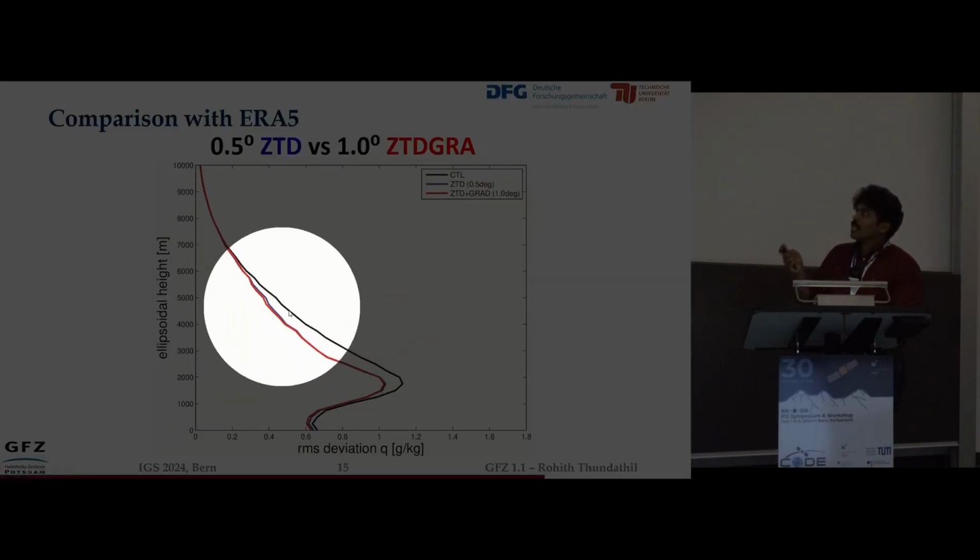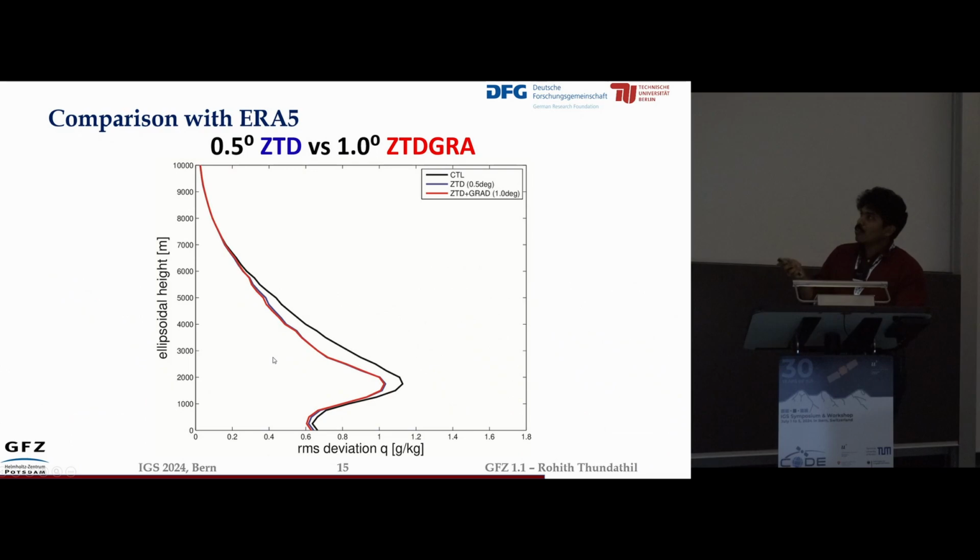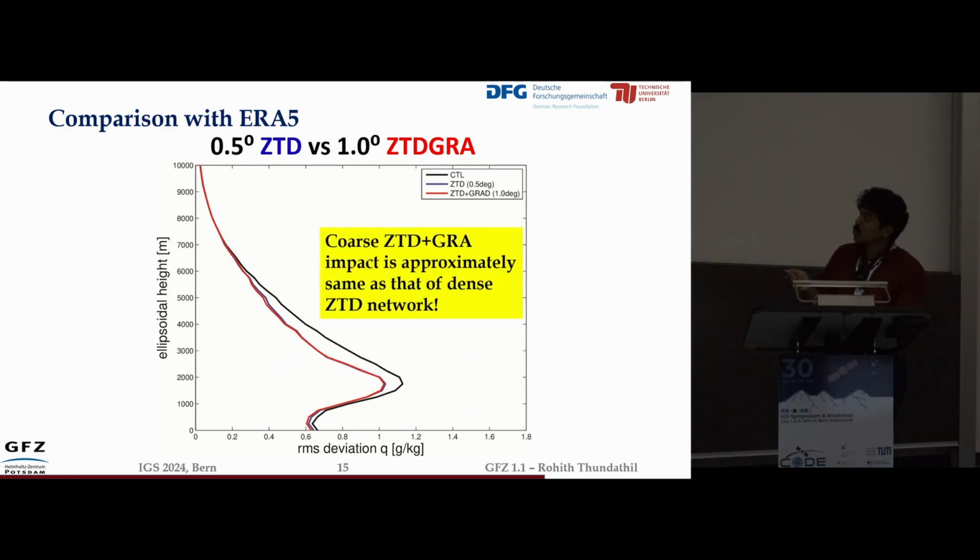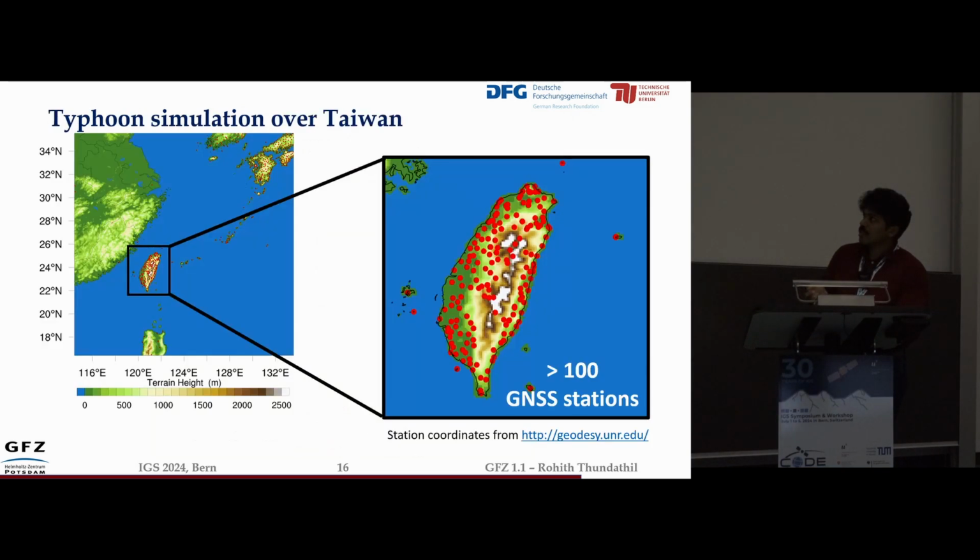And next we compared with ERA5 and found that the 2 profiles, the red and the blue, where the blue is the ZTDs with the 0.5 degree dense network, and the red is the 1 degree network, almost coincide with each other. So this is a major improvement, and we can see that the Zenith Total Delay and gradients can be assimilated in regions where we have very few GNSS networks, and it results in the same improvement as ZTD networks.